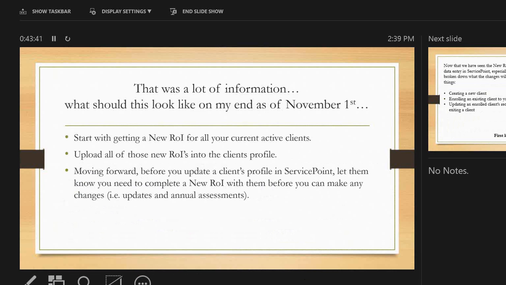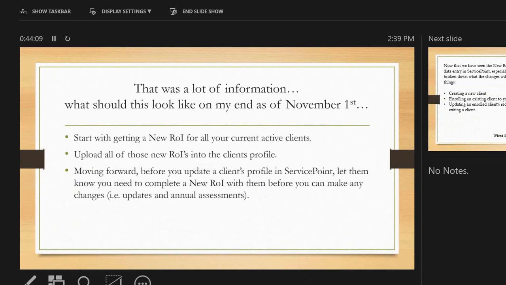Okay. Yes, indeed, PowerPoint, that was a lot of information. But here's what's actually going to happen on November 1st. So we're going to start getting new ROIs for all of our current active clients. So every new client that comes in from November 1st onward, we want to make absolutely sure they're filling out the new ROI, not the old one. Again, all of those new ROIs are going to be uploaded into the system and attached to the client's profile. We will show you the exact steps for how to do that in a sec.